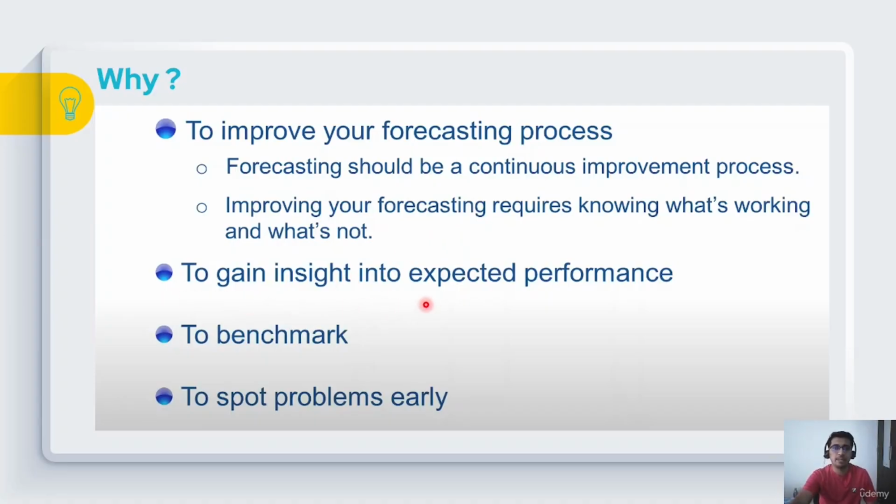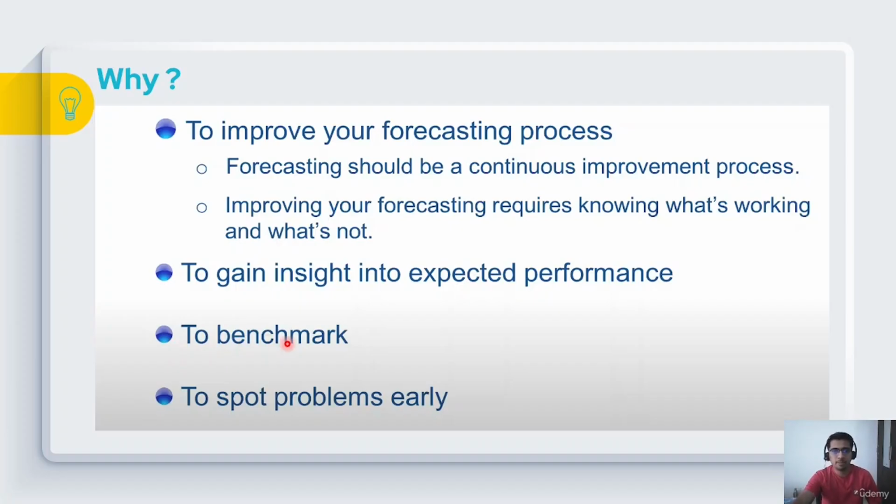Second is to gain insight into expected performance. You also want to have an idea how much accuracy you can expect from your forecast. Since you're reviewing from the last 1 year and you know that your forecasting model gives you 80% accuracy, you know that while using that forecast as an input, you need to keep that 20% error as a margin, as a buffer in your mind.